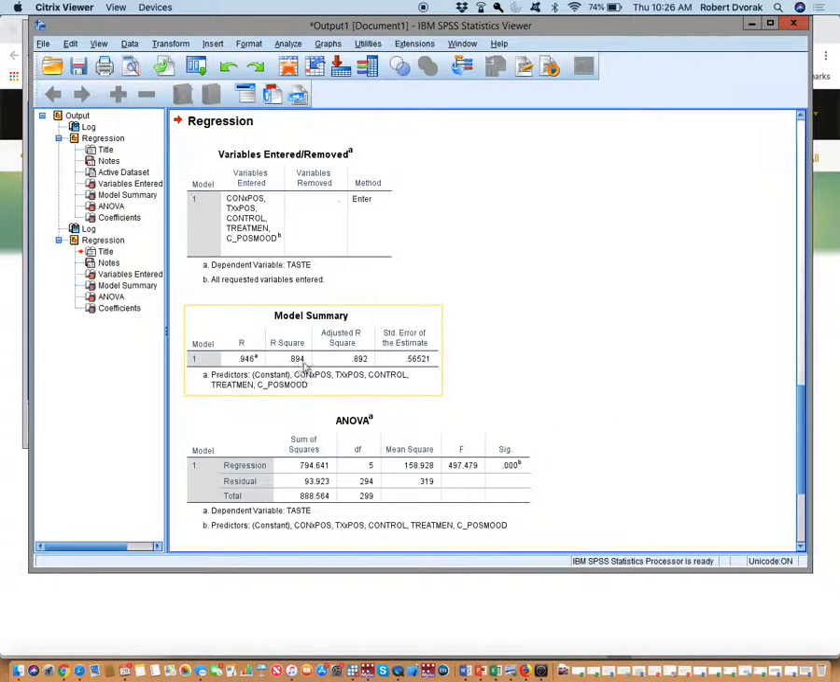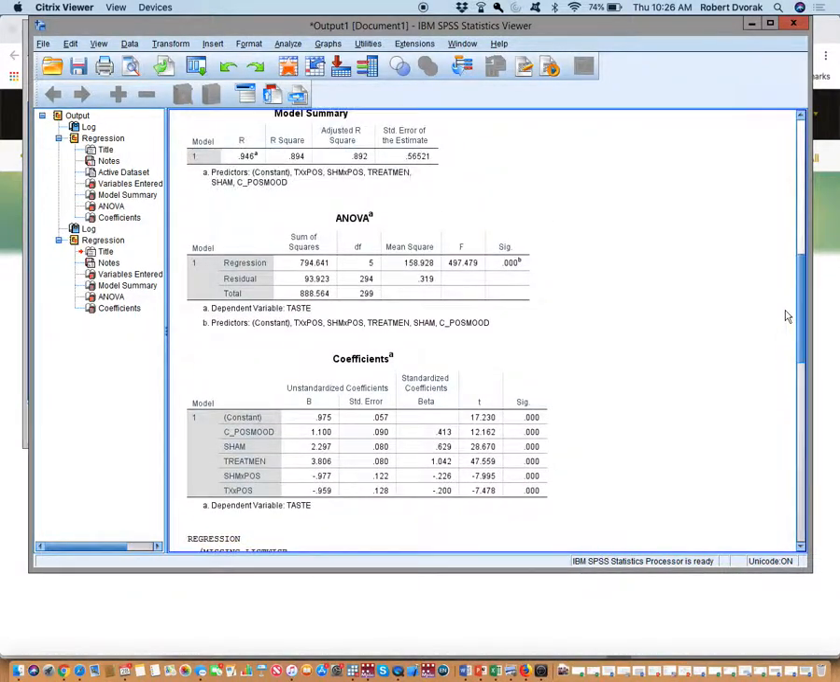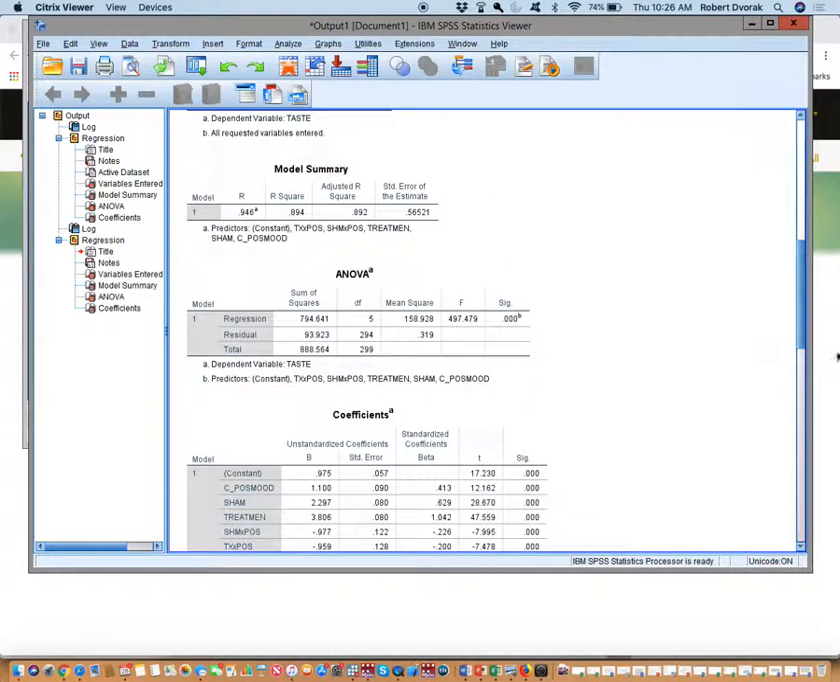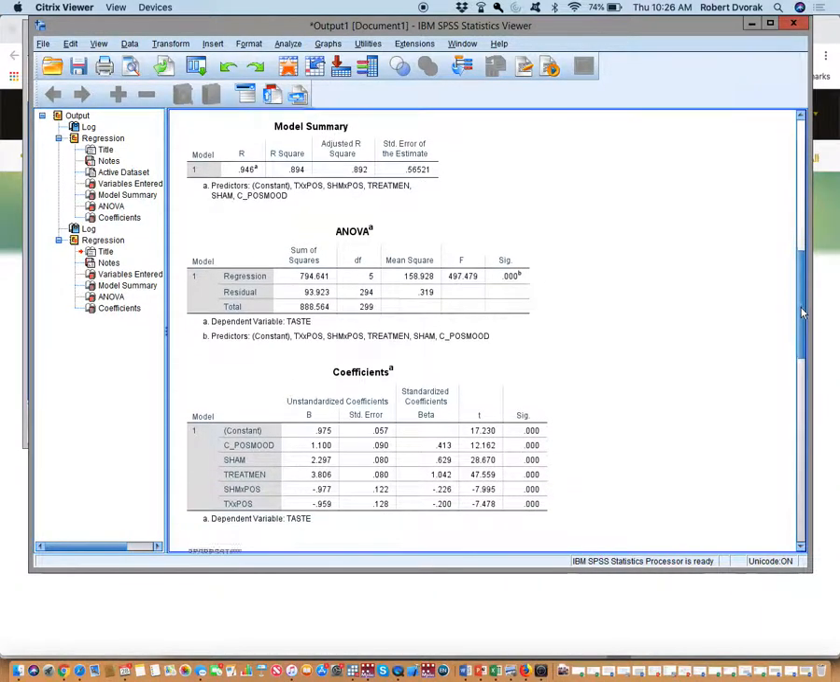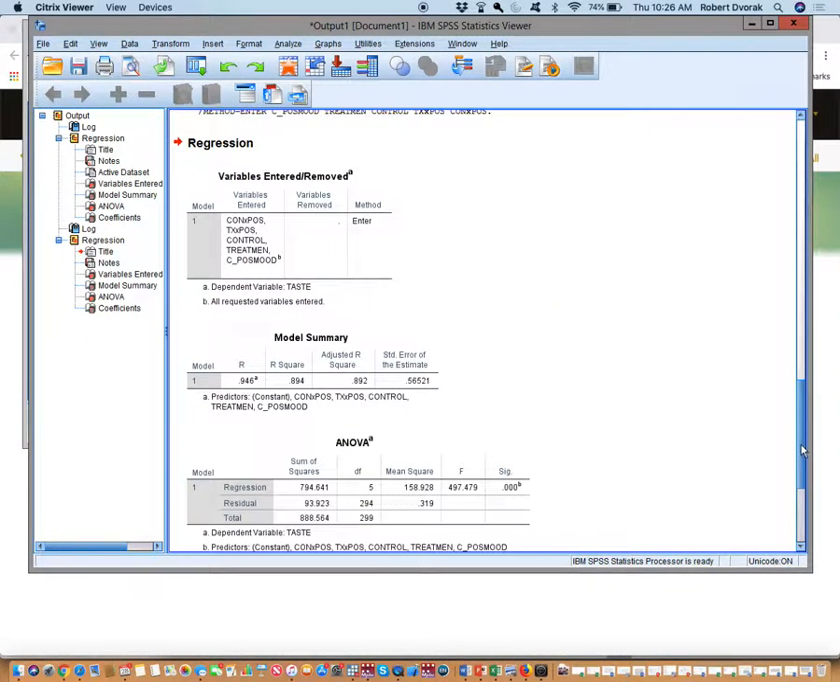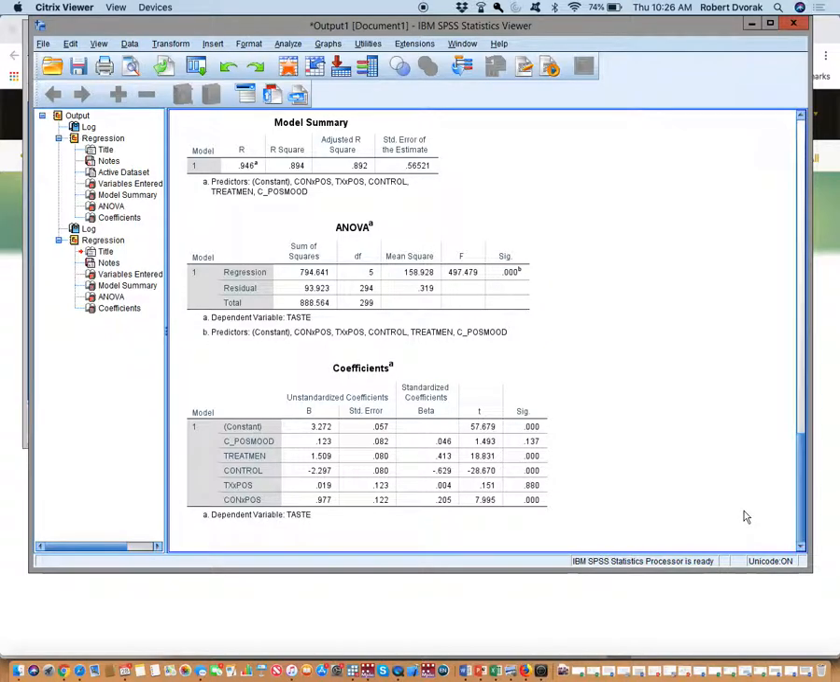Our R squared, right, should never change, 0.894. If we scroll up here, still 0.894, right? This is the same model. It's always the same model. All we're doing is moving things around to look at the differences within each condition. All right.